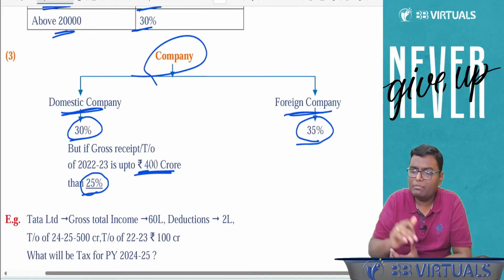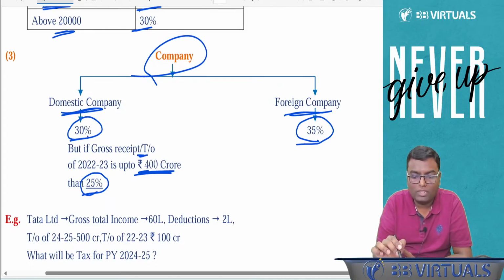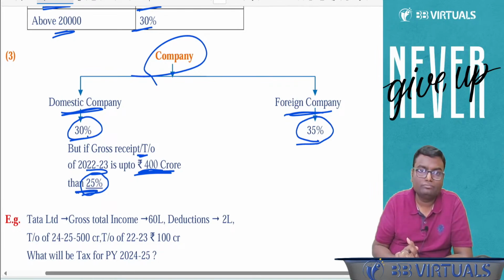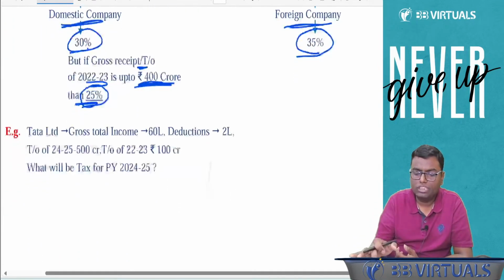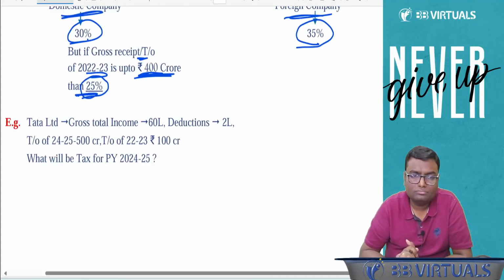See what I have written ultimately. Foreign company 35%, domestic company 30%. If gross receipt turnover of 22-23 is up to 400 crore, then it will become 25%. Okay, let's solve this example.